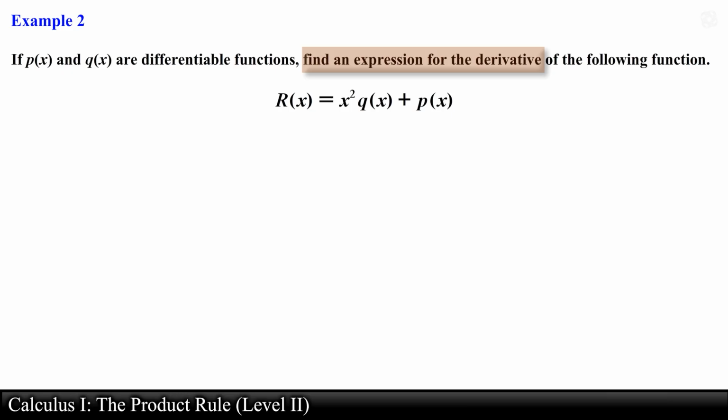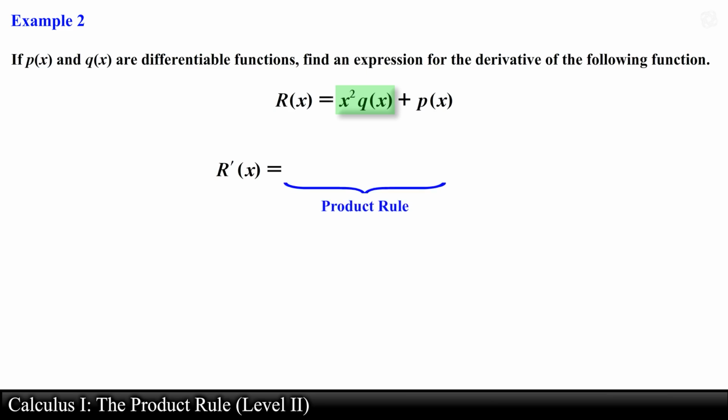So we go ahead and take the derivative of this function term by term. For the first term, we have a product of two functions, in this case, x squared and q of x. Since we have a product of two functions, we need to apply the product rule. We're going to assign x squared as the first function and q of x as the second function. Applying the product rule, we obtain x squared times q prime of x plus q of x times 2x. Next, we move along to the second term. The derivative of the second term is just going to be equal to p prime of x.